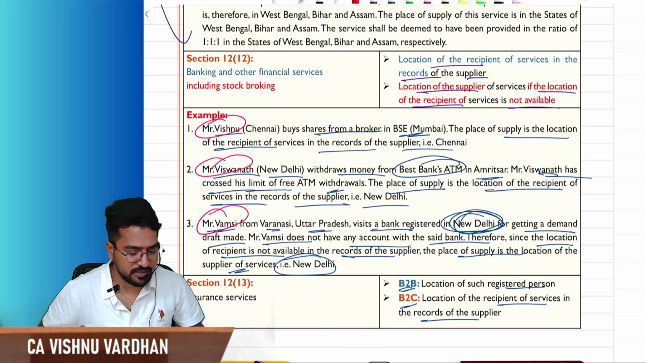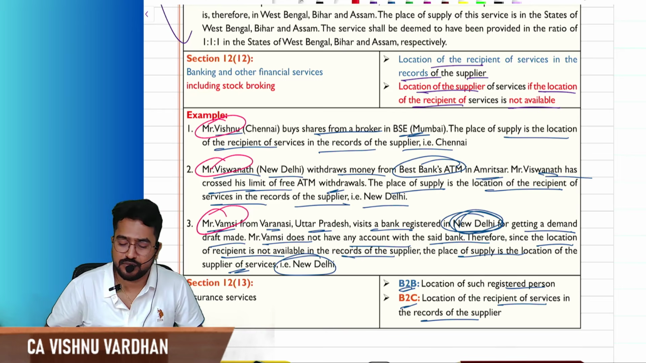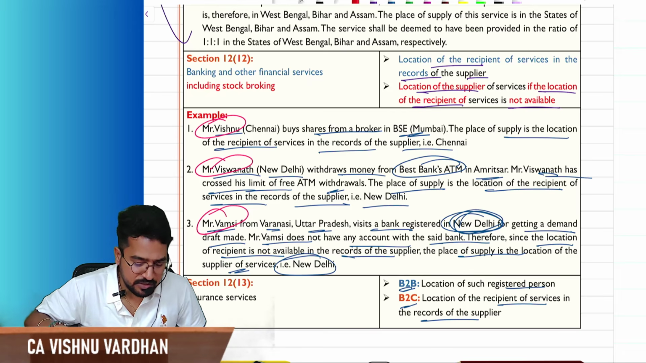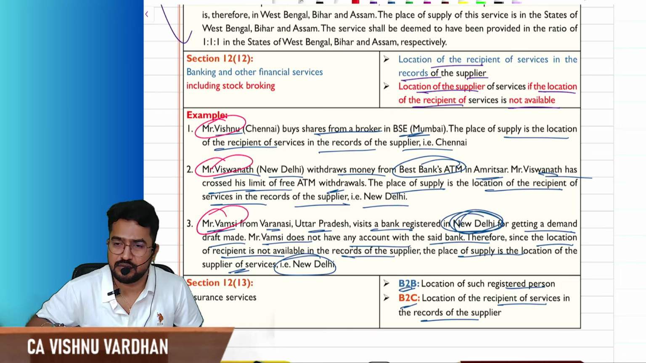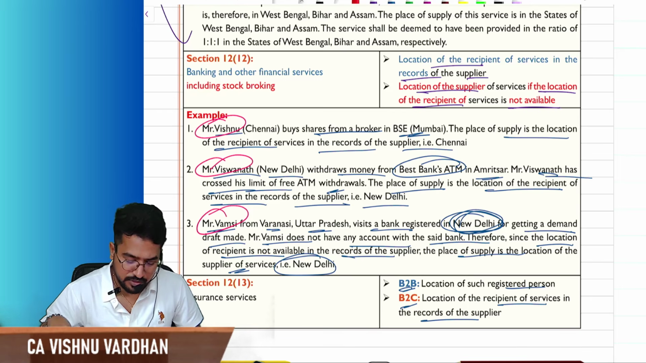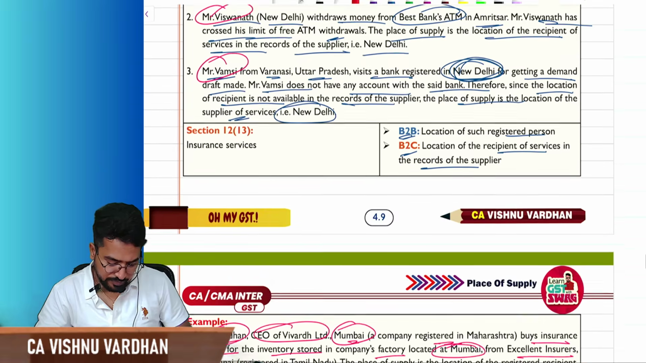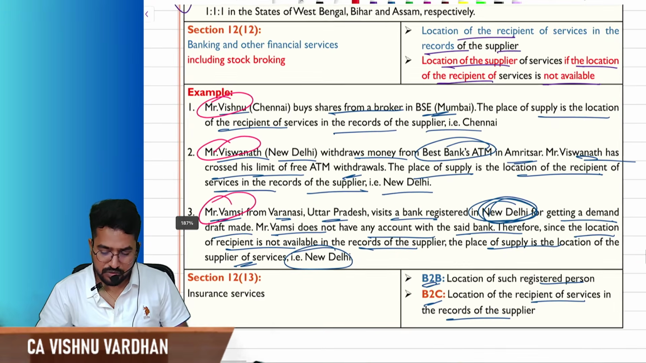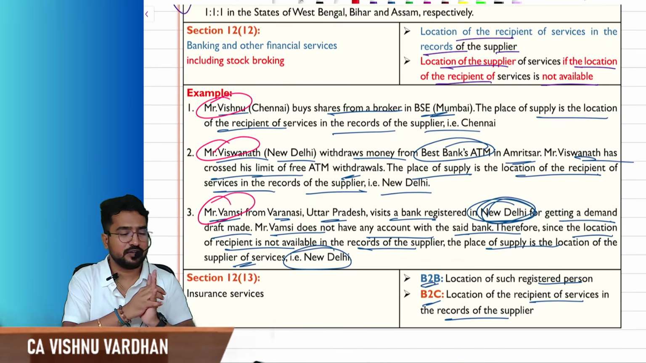The place of supply is simple. The place of supply with respect to banking and other financial services is what? Location of the recipient, if the address is available. If address is not available, location of the supplier. Right. Next 12 subsection 13. Go through this on the screen. Banking and other financial services.